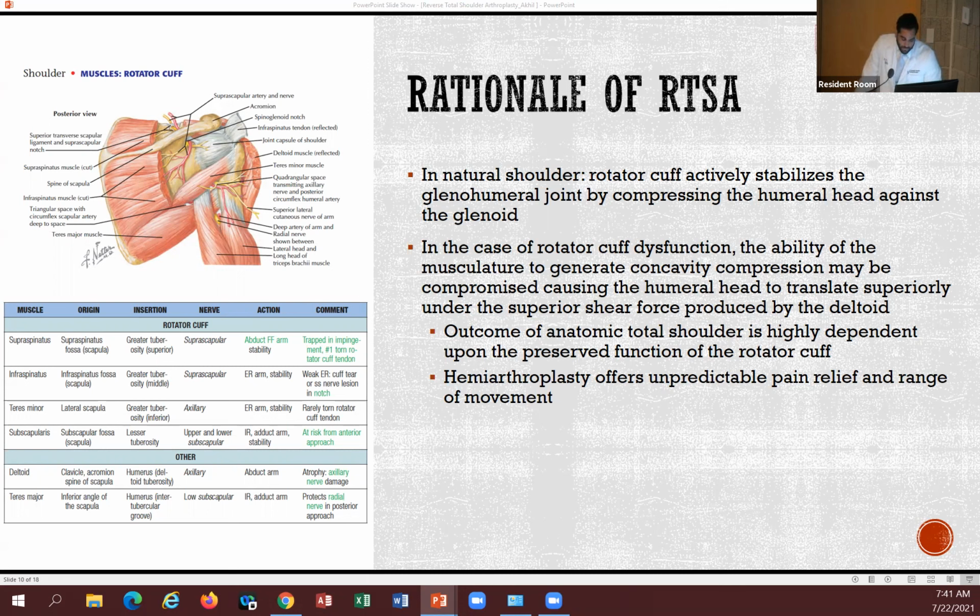So the indications for this procedure: while it was originally created for rotator cuff arthropathy, the indications have expanded significantly since then. And now it's also used to treat osteoarthritis, prior failed hemis, malunion, non-union, acute 3 or 4 part proximal humerus fractures, as well as tumors of the proximal humerus.